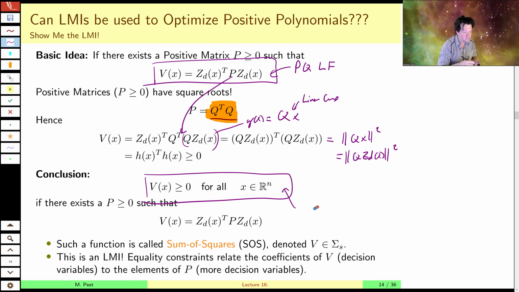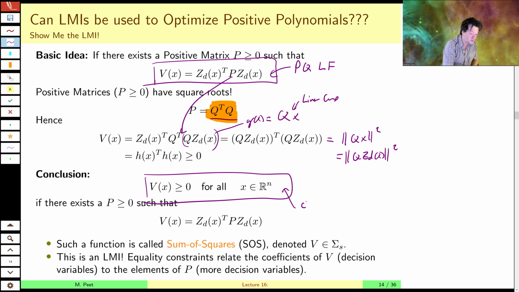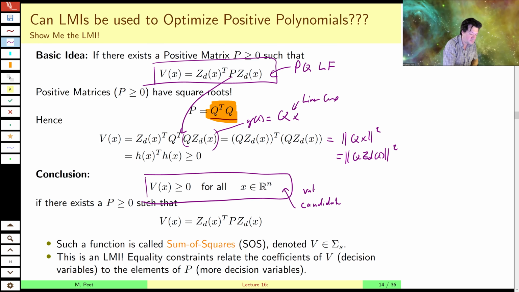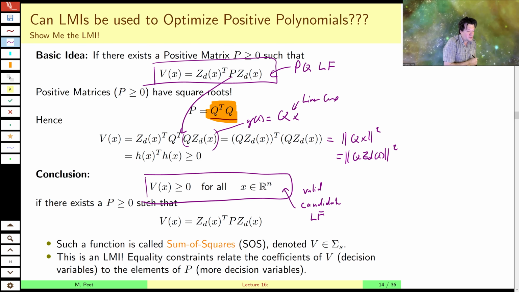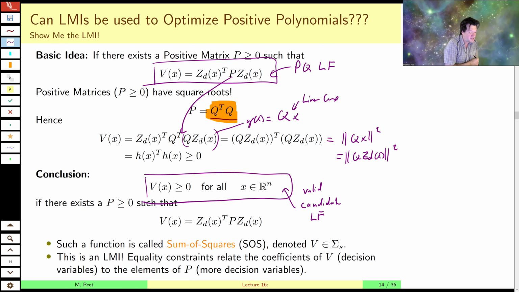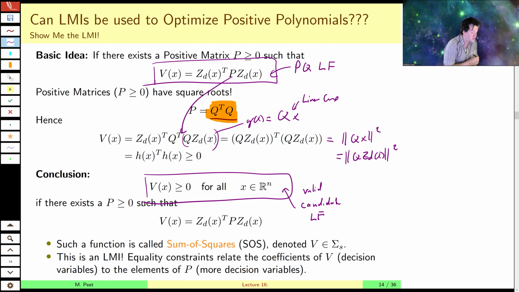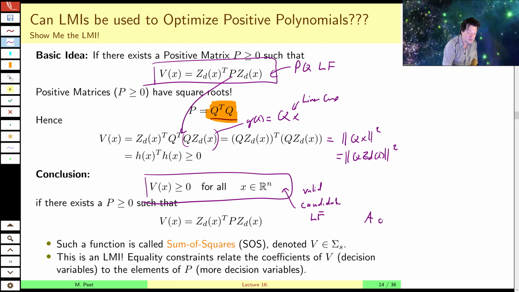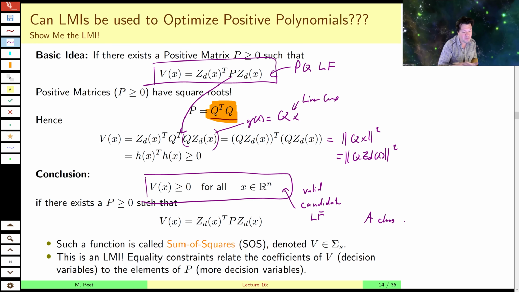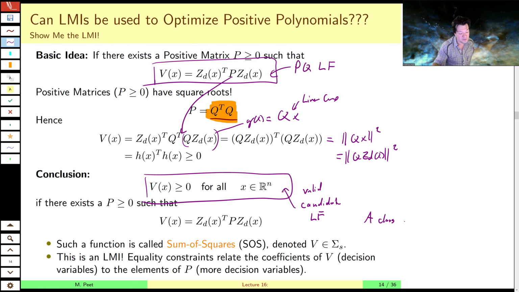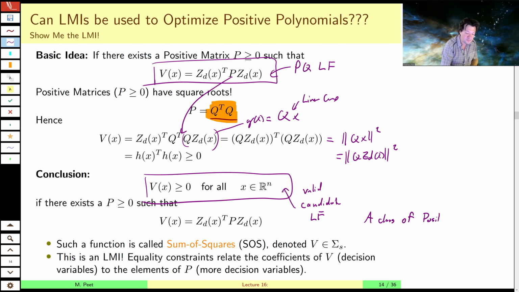They're proposed Lyapunov functions is what you can think of them as. We have a specific name and a specific notation for this class of positive functions. It's a class of positive functions. It's not the class of positive functions, because there may be positive functions which don't look like this, but it's a class of positive functions.